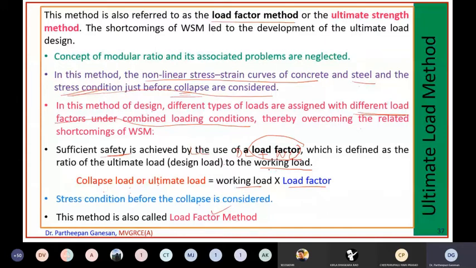Okay. So in a working stress method, you are applying a factor of safety on the strength of material. In an ultimate load method, you are applying a load factor on the load. So here you are not touching the load at all. Load is maintained as it is. Here the strength is maintained as it is, not touched at all, but the load is changed to ultimate load. That is the difference between working stress method and ultimate load method.